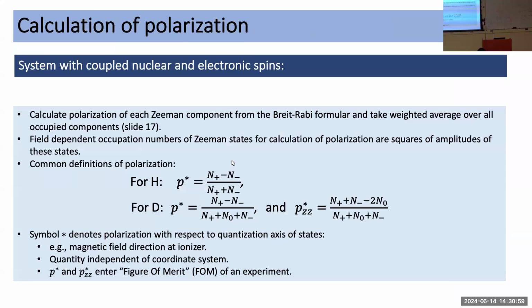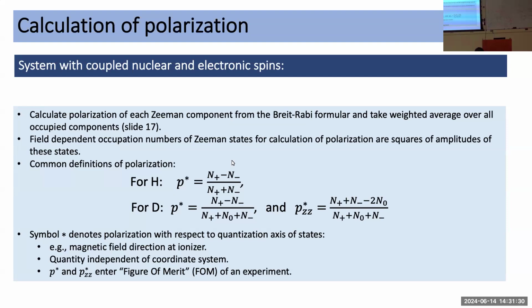Okay, so now we have a way to calculate the polarization. You basically can calculate the combination of each of these hyperfine states, using the Breit-Rabi formula, take the weighted average of the occupied particle states in the beam, and then just compute that. So for the conventional definition of the vector polarization, you basically have the number of particles in state up minus down over the sum.